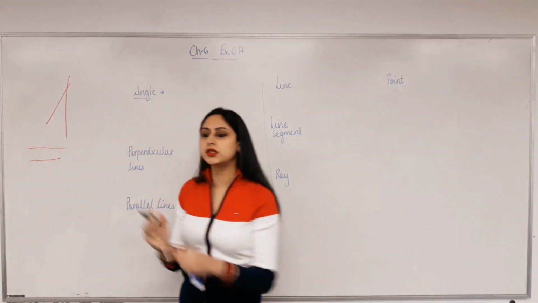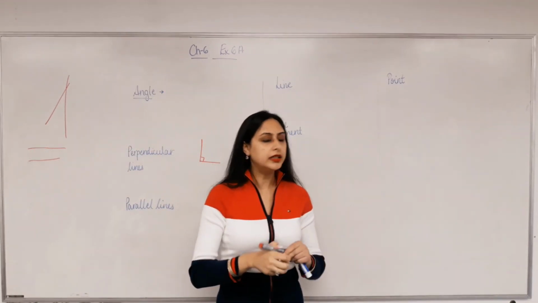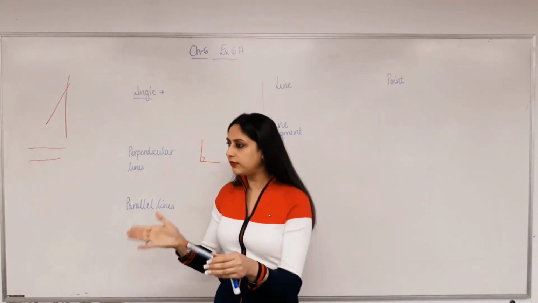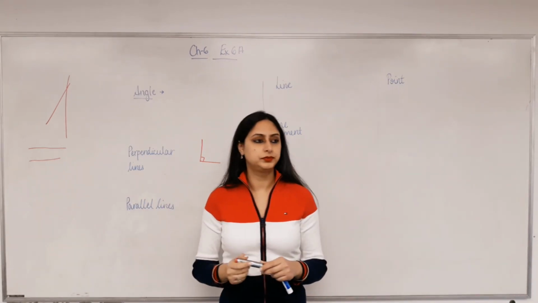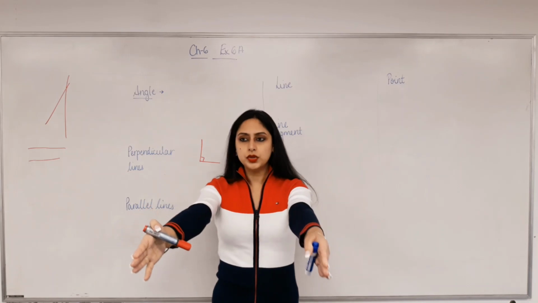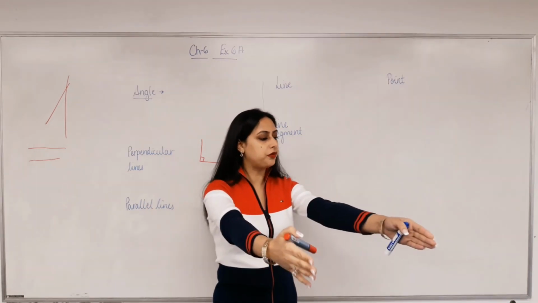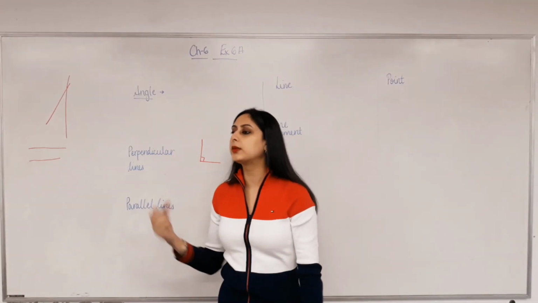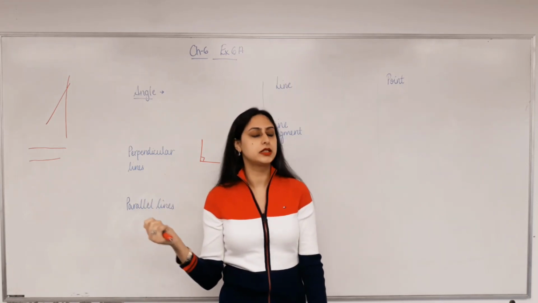Like the opposite edges of this table that you're sitting on. Are they the same distance apart? Yes. Will they ever meet? No. They're called parallel. Like this. So two lines that are the same distance apart from each other at all points, they will never meet. They are parallel lines. Does that make sense?